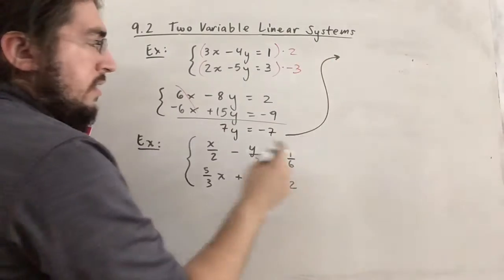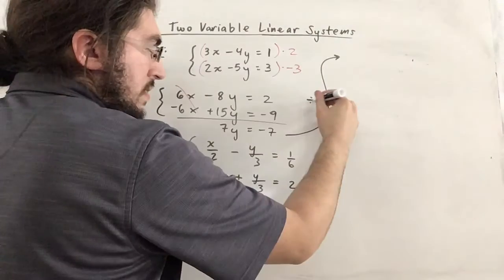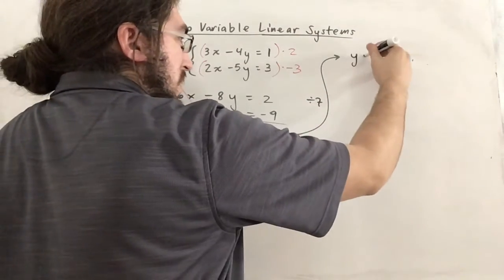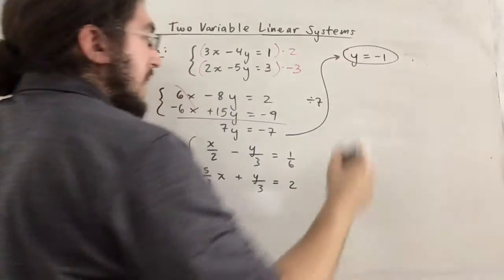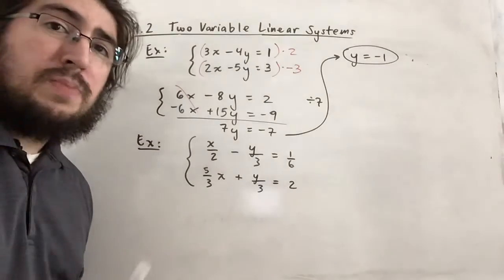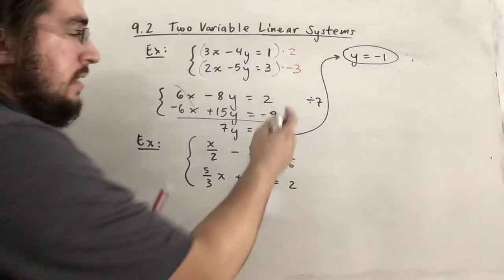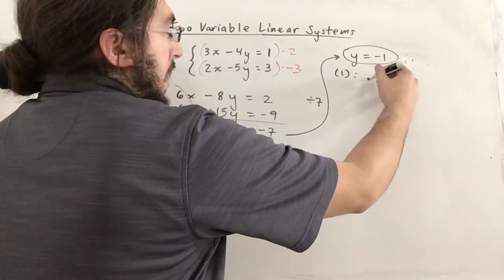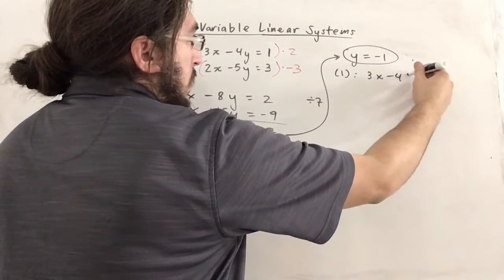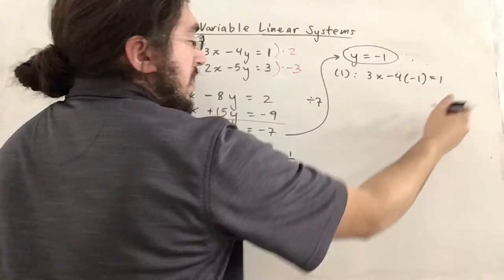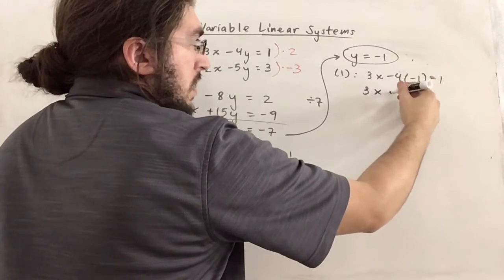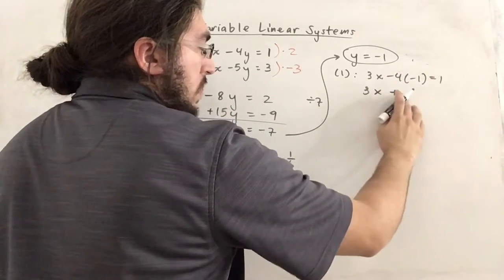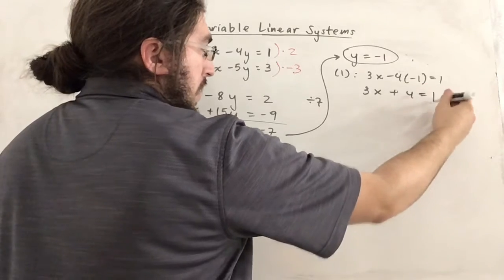So notice here, when you divide by 7, kind of similar to the previous example, coincidentally, we get y is equal to negative 1. Now we can plug this back into either equation. I'll plug it back into, I guess, equation 1, but it doesn't matter. And that's 3x minus 4y, but we know y is negative 1 now. So that's 3x plus 4 is equal to 1, just like that.